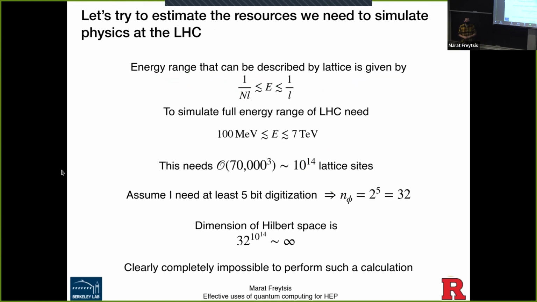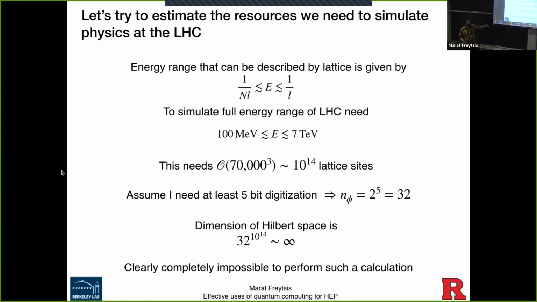So why bother to do any of this to begin with? I think probably this is how we phrase it. Let's say that we want to simulate something at the LHC. As a rough hand-waving estimation, the energy range that can be described by some lattice is given by the energy between the inverse total lattice size and the inverse lattice spacing. So let's say we want to simulate everything from the highest energy particles that the LHC produces down to, let's say, the pion mass. So 100 MeV to 7 TeV.